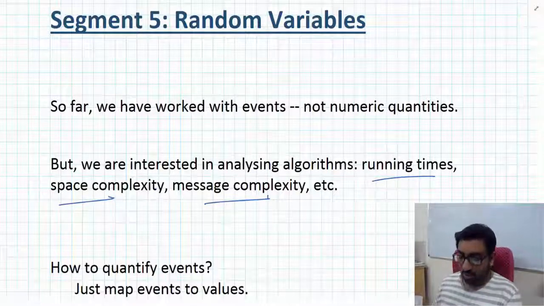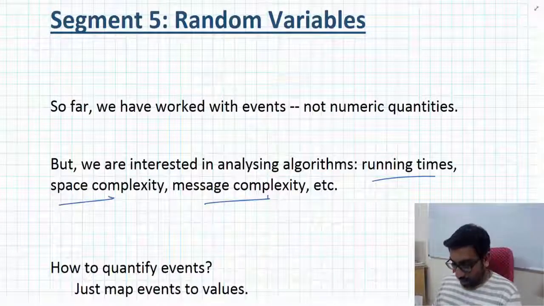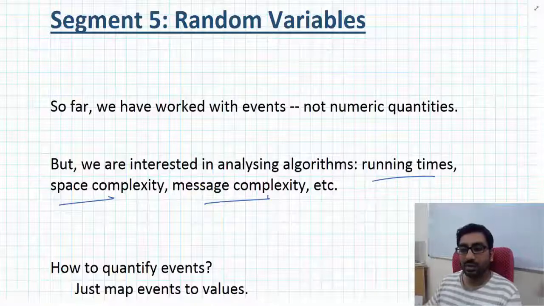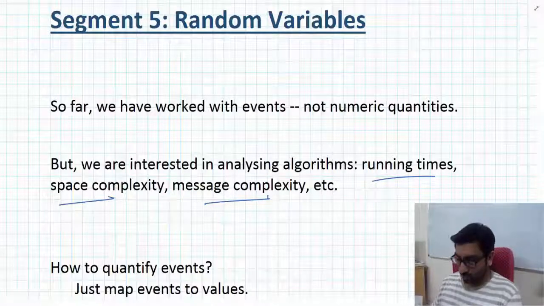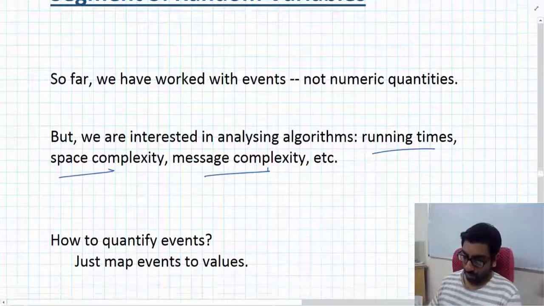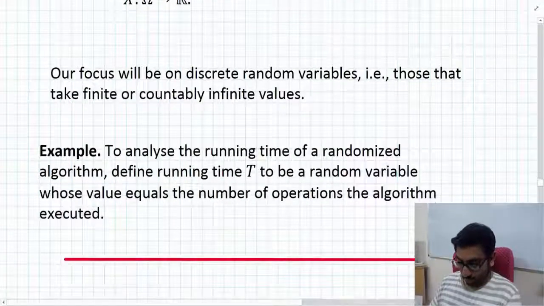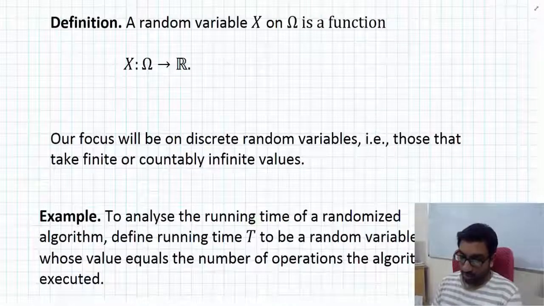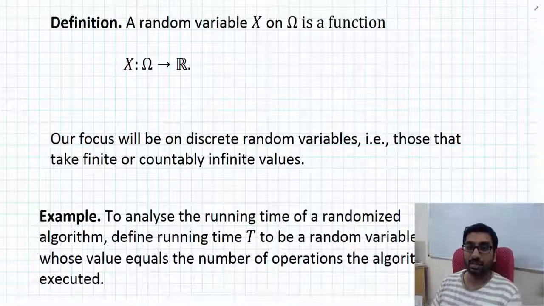So how do we achieve that using events is the question. To do this, all we have to do is to map the events to quantitative values. And that's exactly what is achieved by the notion of random variables. So let's look at the definition of a random variable.